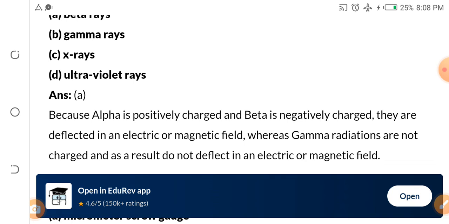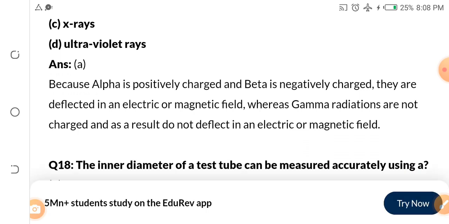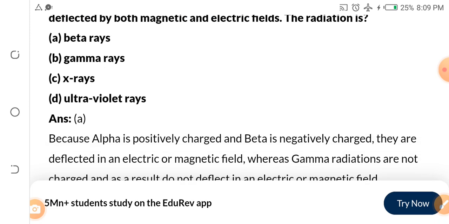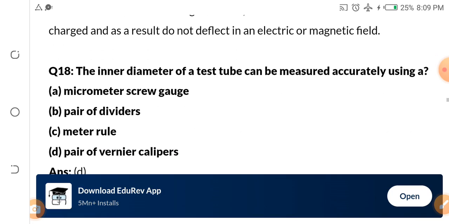Because alpha is positively charged and beta is negatively charged, they are deflected in an electric or magnetic field, whereas gamma radiation are not charged and as a result do not deflect in an electric or magnetic field. So the ones that can be deflected in an electric or magnetic field are either alpha rays or beta rays.